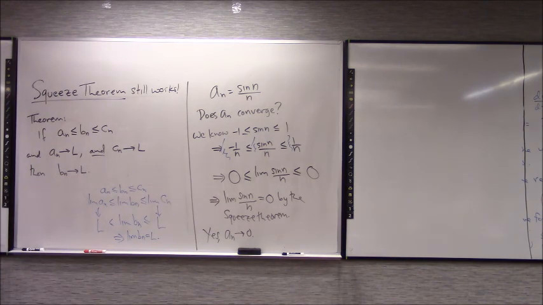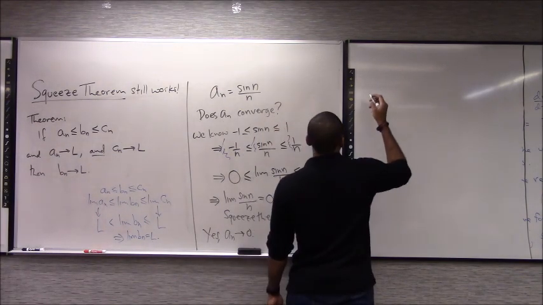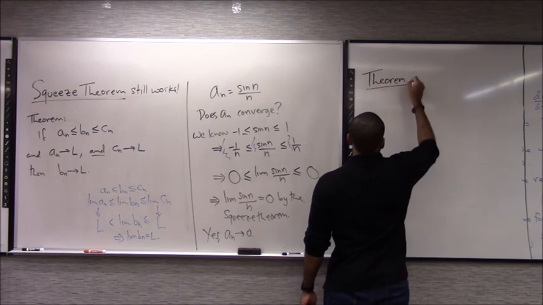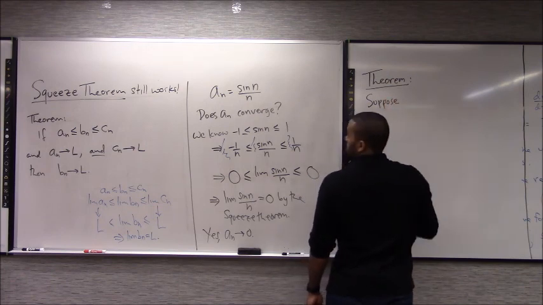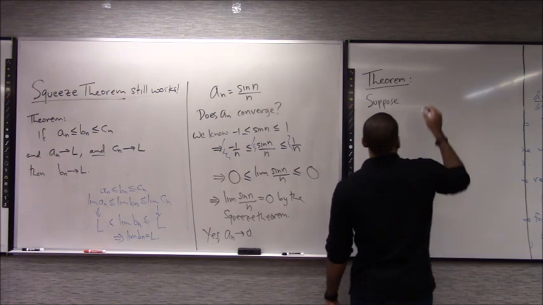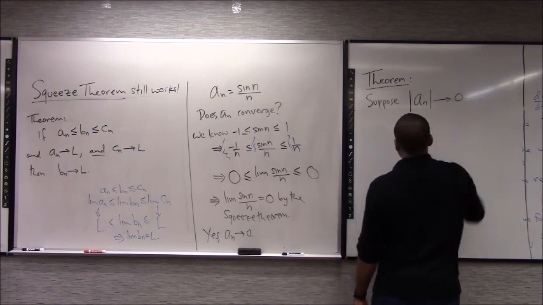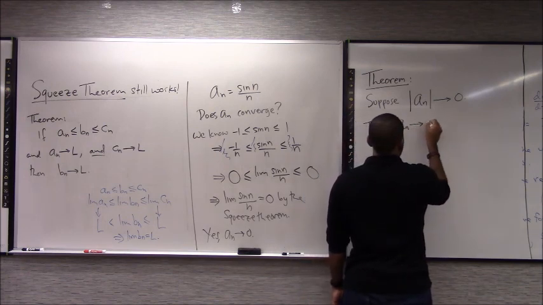What else do I want to talk about? Here's an important theorem. If the absolute values of the terms of a sequence approach 0, then it turns out the original sequence will approach 0.